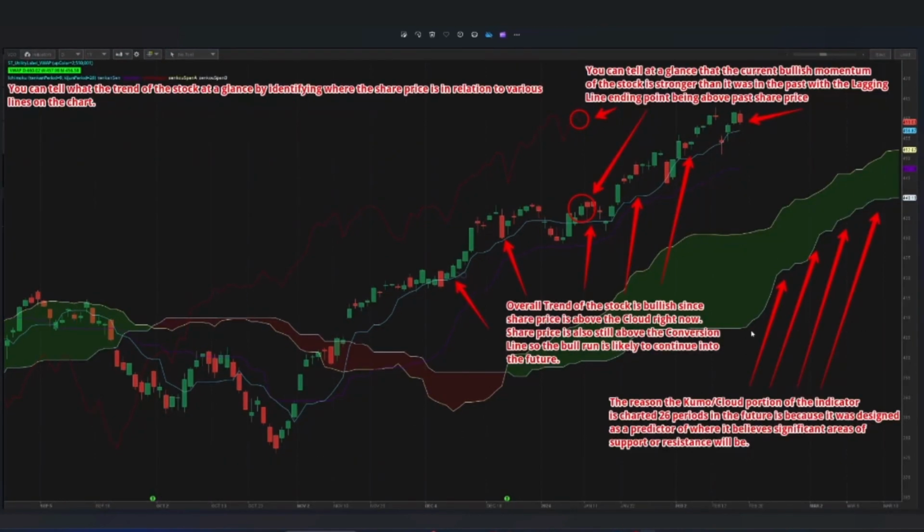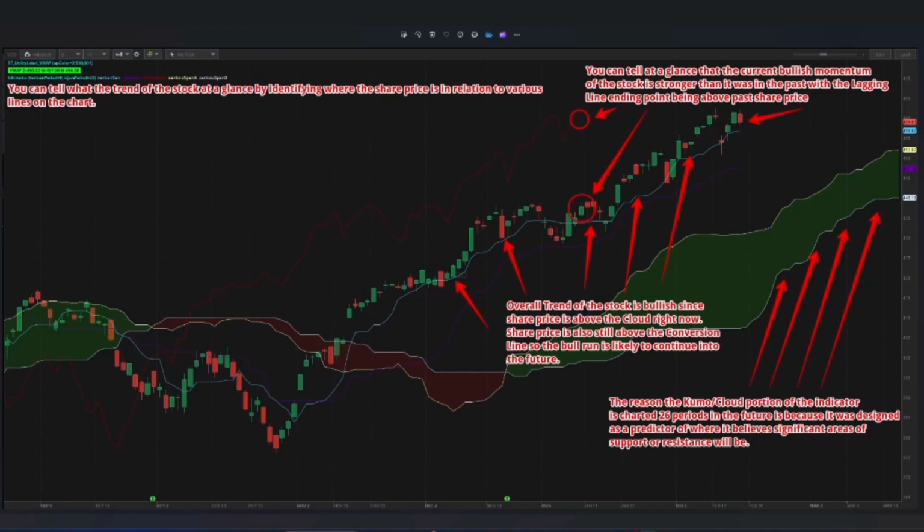So you can tell the trend of the stock at a glance by identifying the share price in relation to various lines on the chart. So it's really easy. You can tell at a glance that the current bullish momentum of the stock is stronger than it was in the past by looking at the lagging line here. Lagging line is above previous candlestick here, 26 periods back, compared to present price action. So the momentum of the stock is still bullish and it's still going up, so it's good.